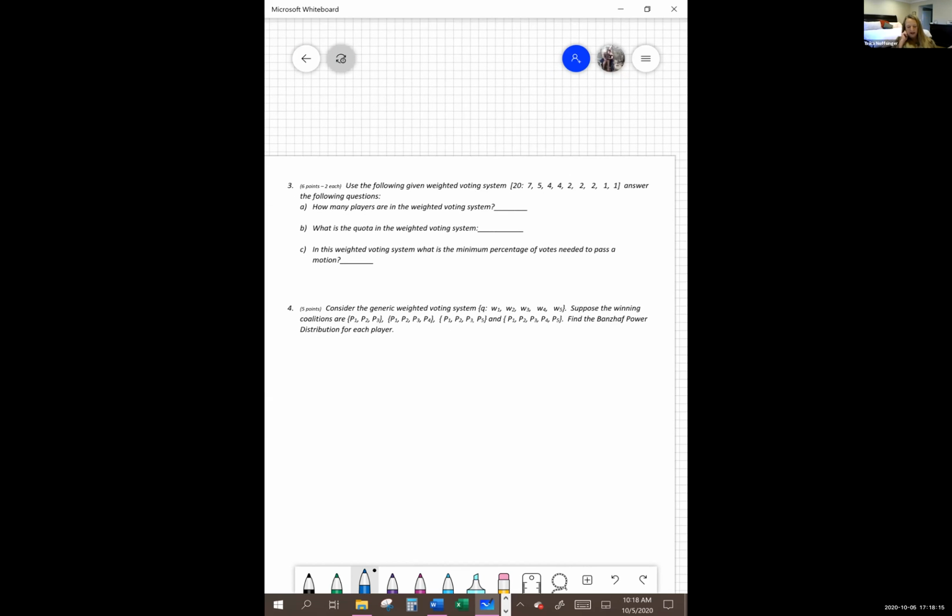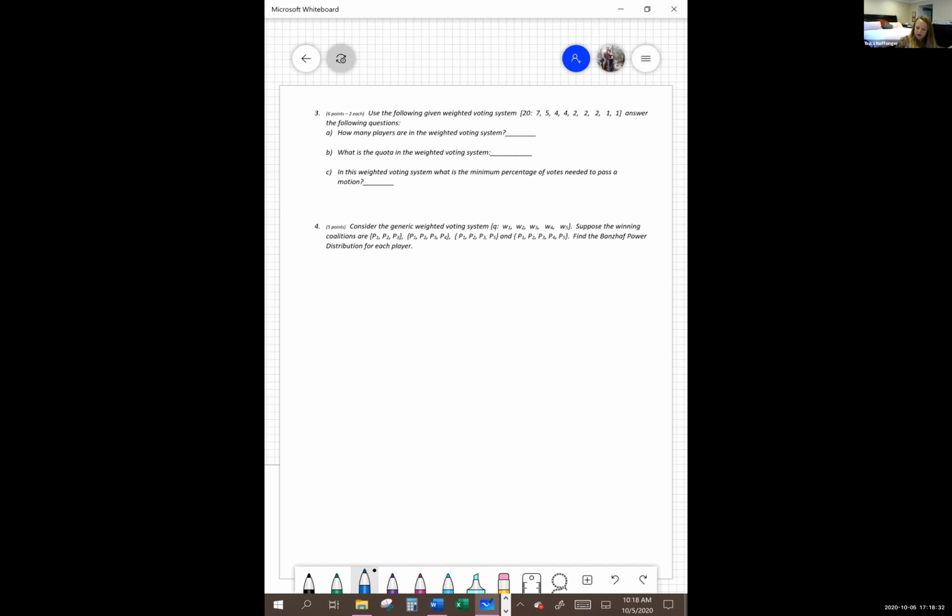Okay, so use the following weighted voting system. How many players are in the weighted system? Again, this is just written up a little differently. How are we going to find out how many players? What are these numbers representing? Those numbers are the weights. So the number of players should be the number of numbers that we have there, which is 2, 4, 6, it's 9 players.